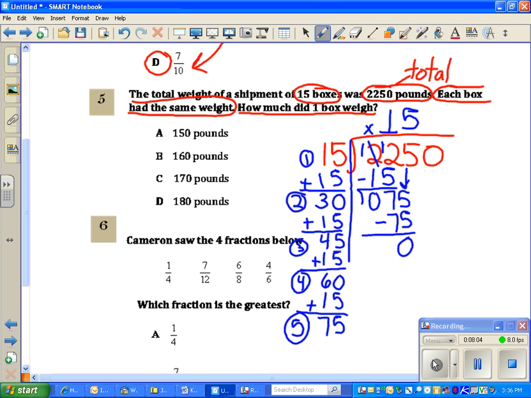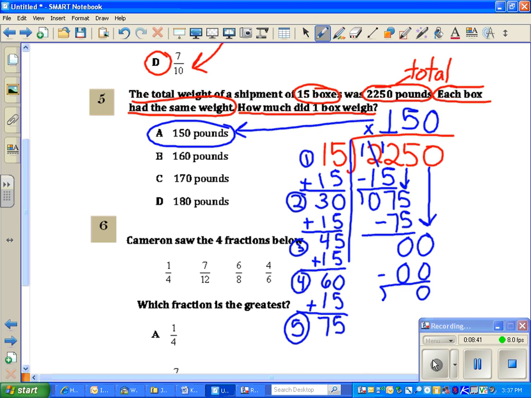But if I look up in the house, up top in the dividend, I still see a 0. So I have to bring it down. Anybody up there always has to come down. So now I'm doing 15 goes into 0. How many times? 0 times. So I have to bring up a 0. And I'm going to subtract 0 minus 0 gives me 0. I look like I have an answer of 150. I hope that's a choice. Let me look at my answers. It does look like it matches choice A. So I believe my answer is choice A, 150 pounds.